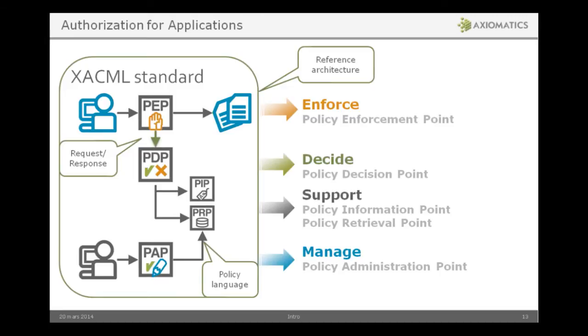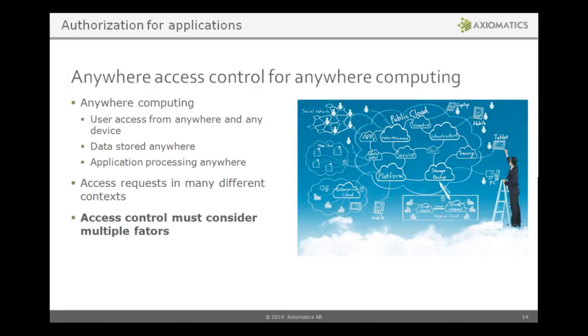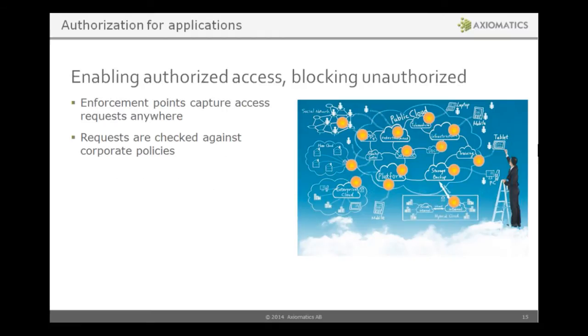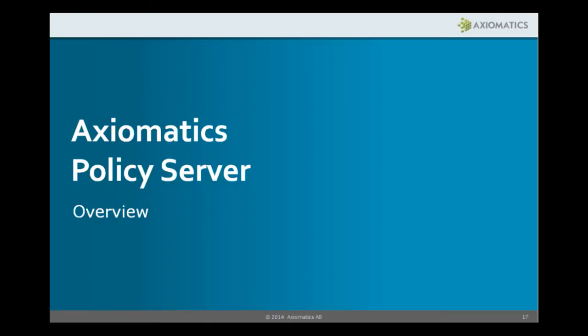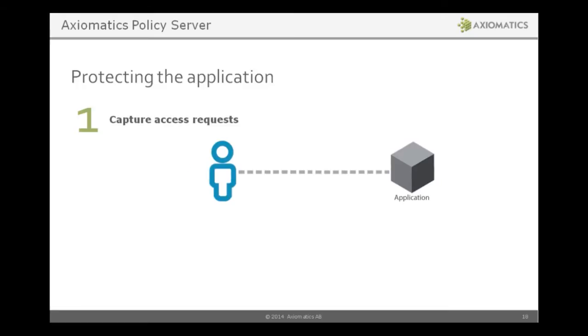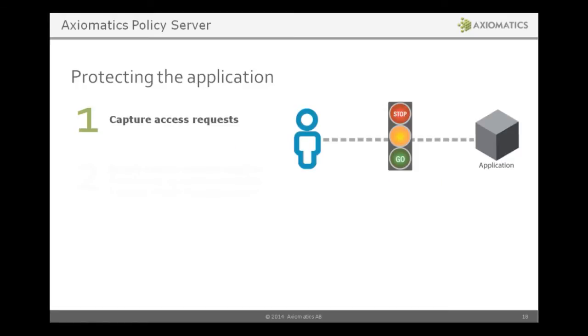So again, if we return to the challenging picture with anywhere computing, we see these different enforcement points that capture requests all over. They are captured and then checked against corporate policies, and we return a permit or deny decision, which then will control whether or not users gain access. Let's turn to the product Axiomatics Policy Server. What it does is exactly what we just talked about. It will capture the request, it will query its access control engine, an authorization service, and then it will enforce the permit or deny.